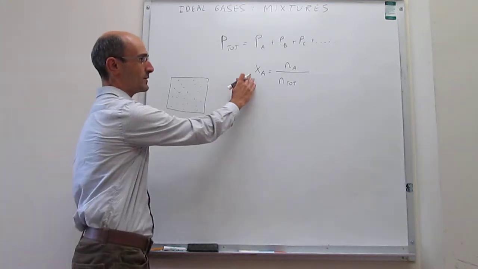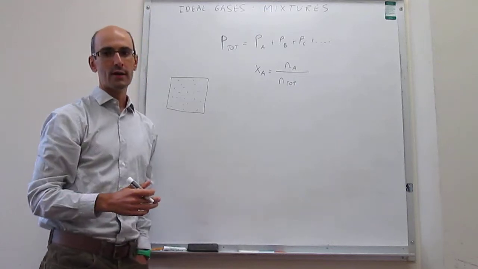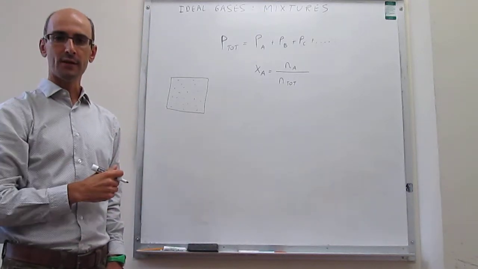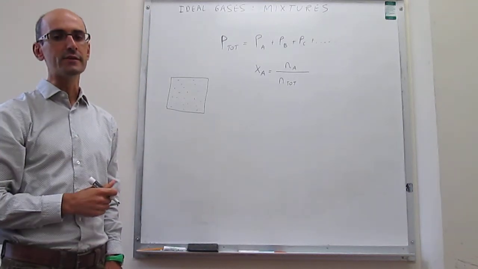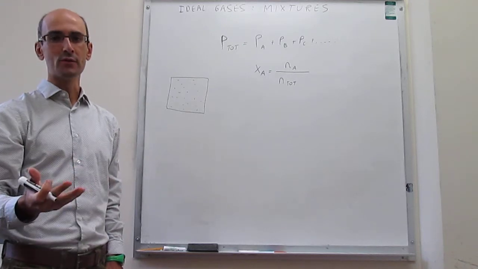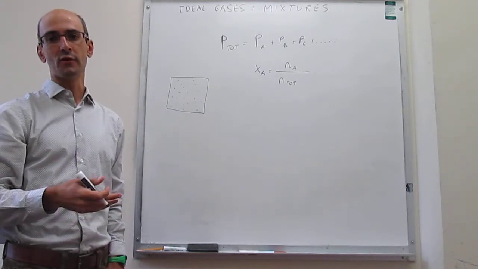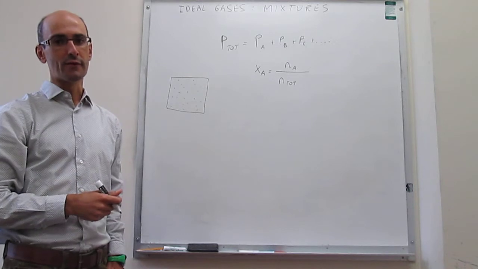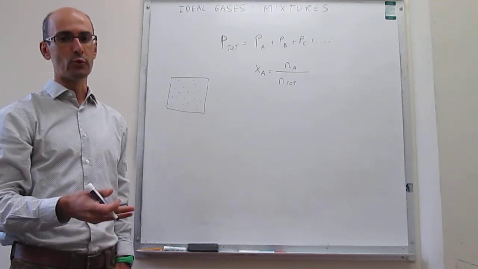Now there's something very interesting about this mole fraction. These are numbers that are between 0 and 1. So if you have 8 moles of oxygen and 2 moles of nitrogen, for example, that's 10 moles of gas total. The mole fraction of oxygen would be 0.8, and the mole fraction of nitrogen would be 0.2.